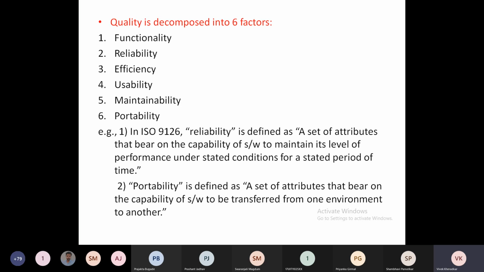Likewise, portability is a set of attributes that bear on the capability of software to transfer from one environment to another. So portability means a changing environment. They have identified the attributes by which we can define the capability of software while transferring from one environment to another. Likewise, they have defined the attributes of each of these six factors on which quality depends, and based on that, we calculate software quality as per the requirement. So this is the third way of modeling software quality, ISO 9126, which is a standard quality model.